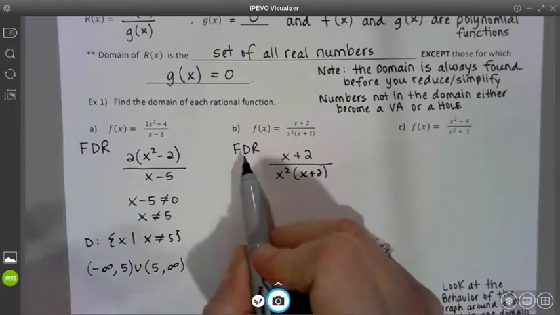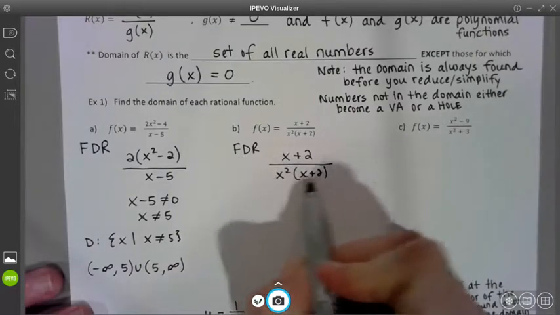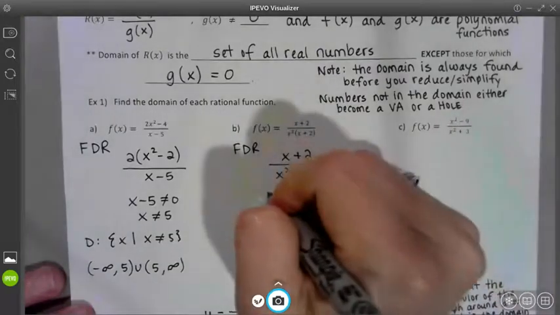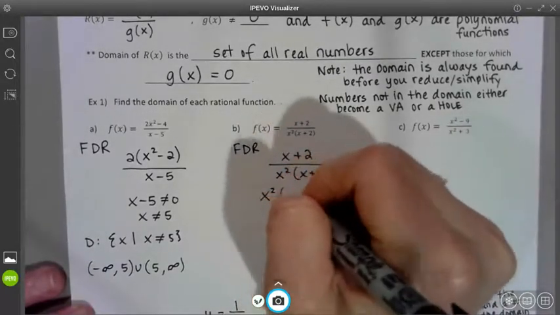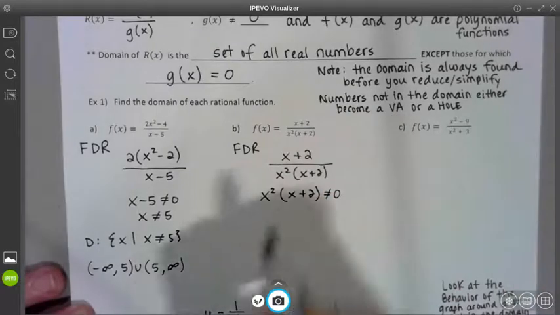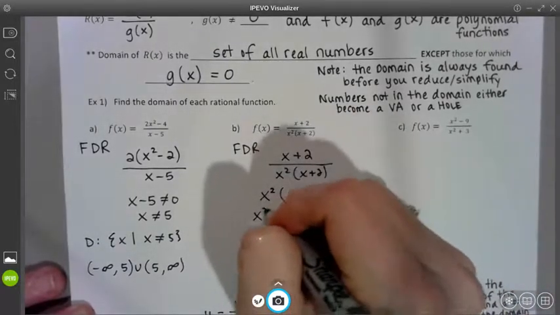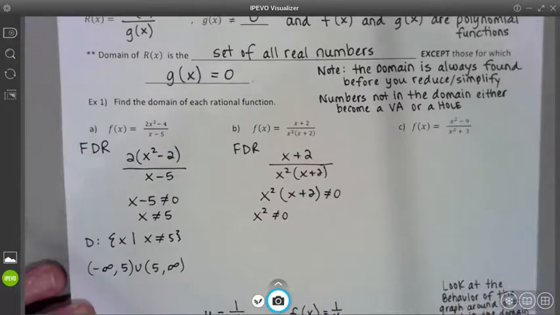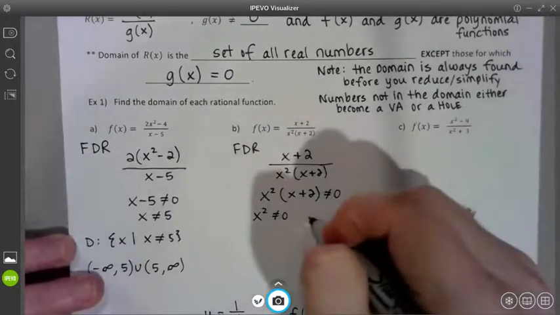The domain is going to be all real numbers except the numbers that make the denominator equal 0. So take the denominator and make sure that it does not equal 0. I'm going to set each factor equal to 0, which is basically saying I don't want each factor to equal 0.